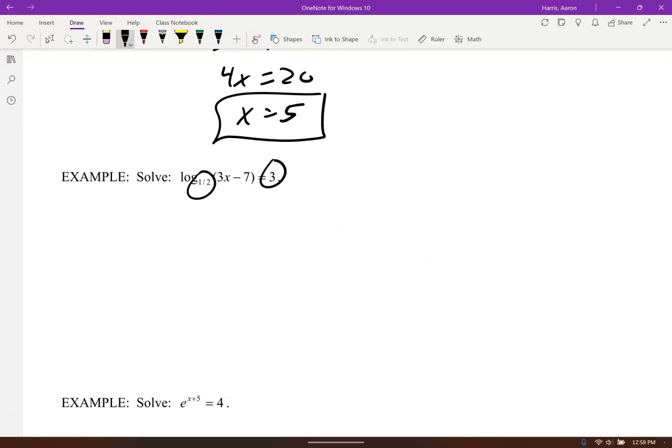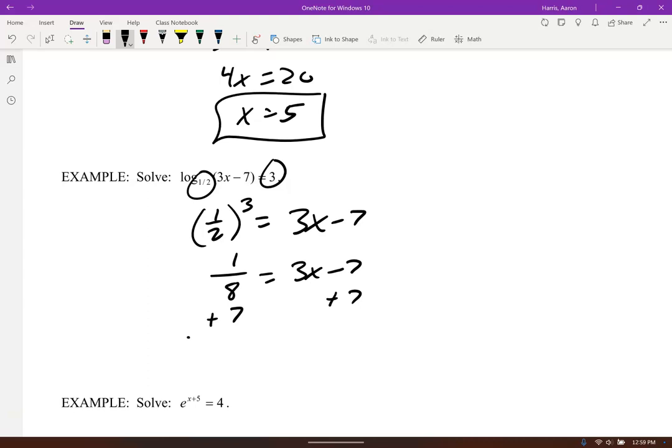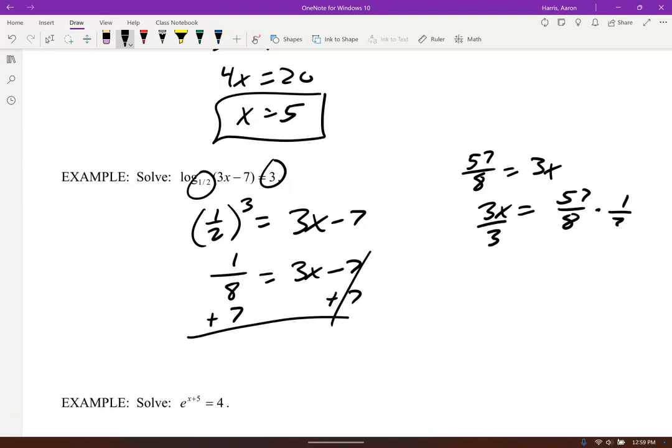Here I got 1/2 to the third equals 3x minus 7. So 1 to the third over 2 to the third. Let me add 7 to both sides. So it looks like I have, what is that, 57 eighths. Yeah, 7 plus 1/8, 57 eighths equals 3x, or 3x equals 57 eighths. Let me divide by 3, both sides. So I get 57 over 24.